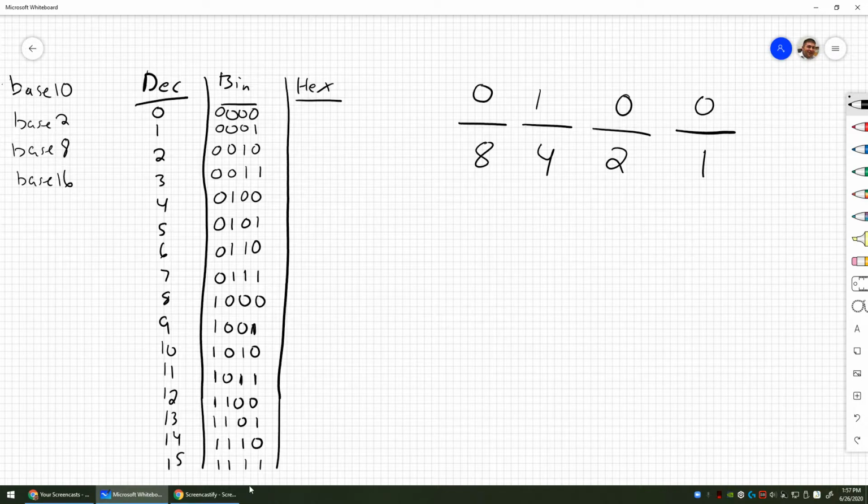Okay, hex is a little different. So with base 10 decimal, I have 10 digits that I work with, 0 through 9. And then I start over. I go to 10 and I go from 10 to 19. Then I start over. I go to 20 to 29.